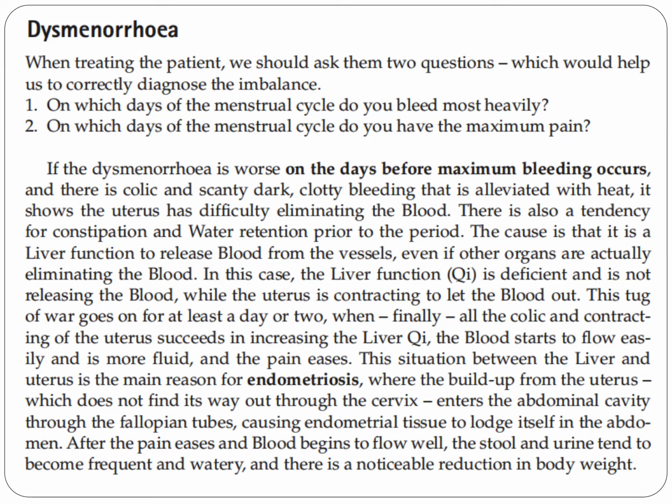This tug of war goes on for at least a day or 2, when finally all the colic and contracting of the uterus succeeds in increasing the liver qi. The blood starts to flow easily and is more fluid, and the pain eases. This situation between the liver and uterus is the main reason for endometriosis, where the buildup from the uterus, which does not find its way out through the cervix, enters the abdominal cavity through the fallopian tubes, causing endometrial tissue to lodge itself in the abdomen. After the pain eases and blood begins to flow well, the stool and urine tend to become frequent and watery, and there is a noticeable reduction in body weight.